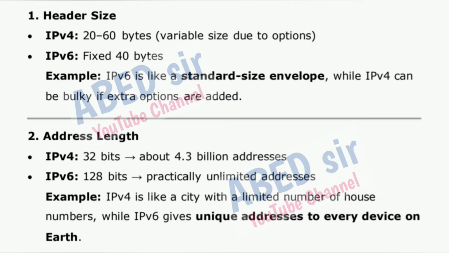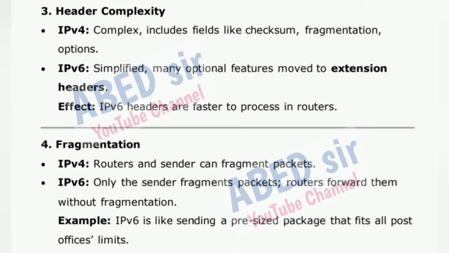IPv4, 32 bits, about 4.3 billion addresses. IPv6, 128 bits, practically unlimited addresses. Example, IPv4 is like a city with a limited number of house numbers, while IPv6 gives unique addresses to every device on Earth. 3. Header complexity.